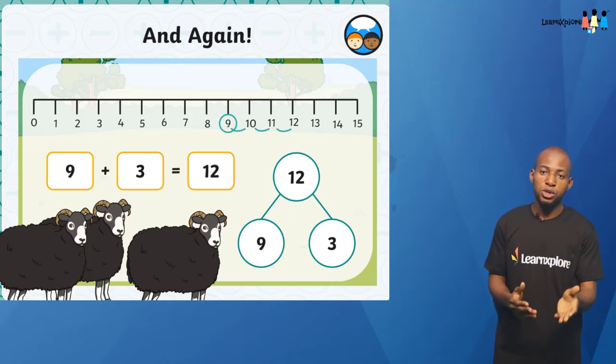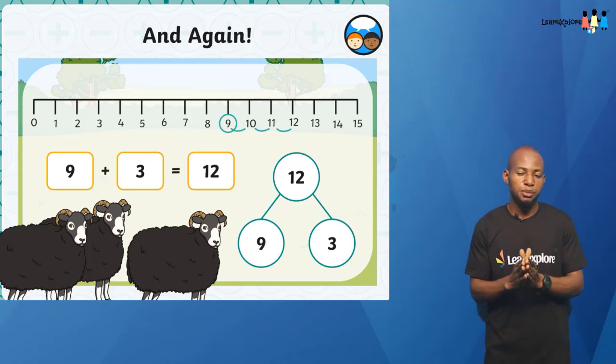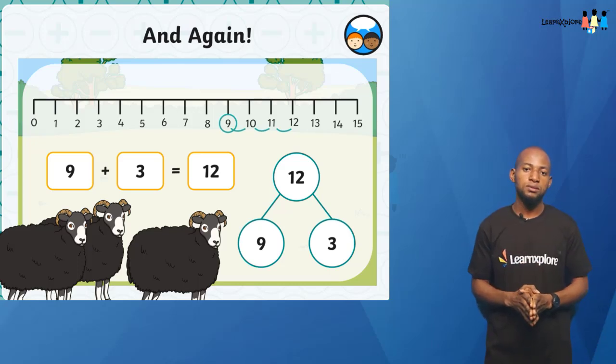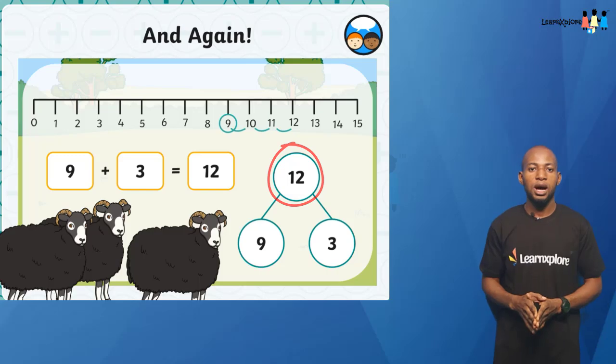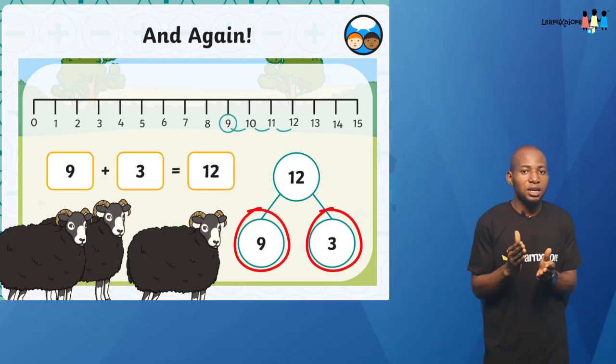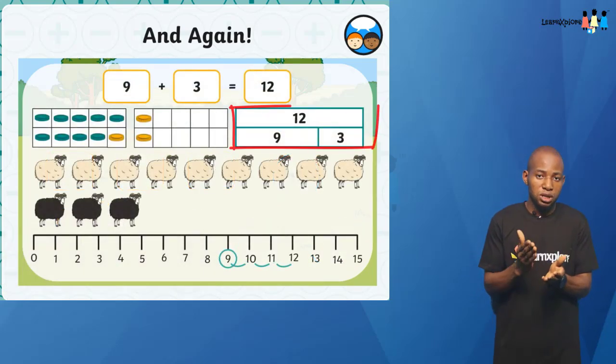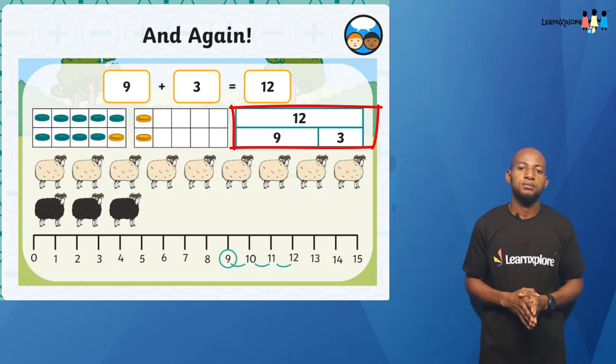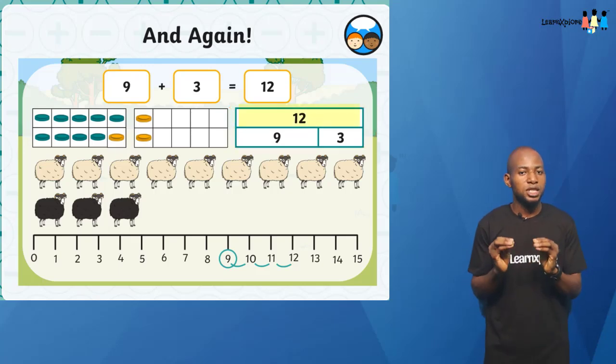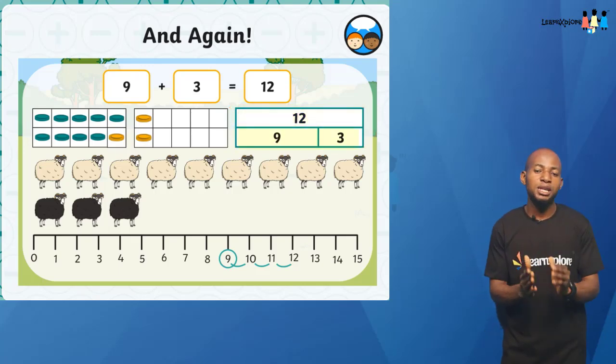Using parts to whole model, this is the representation. This is the whole, and the 9 and 3 are the parts. And the same goes for this frame. This is the whole, and these are the parts.